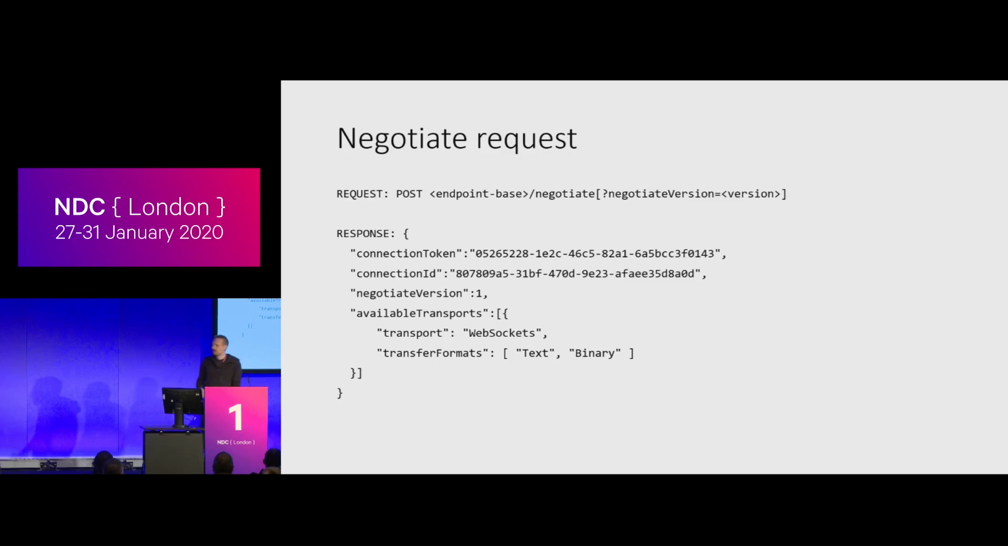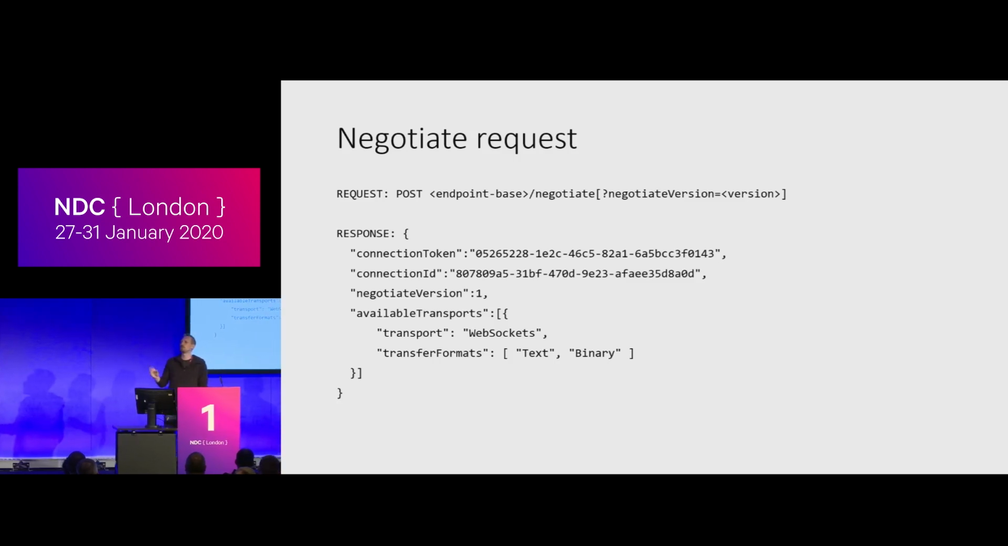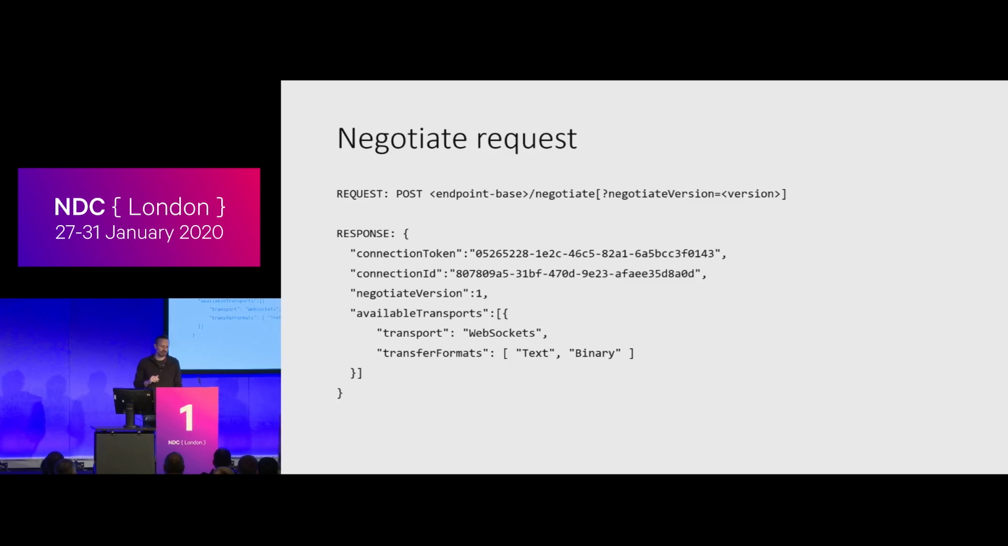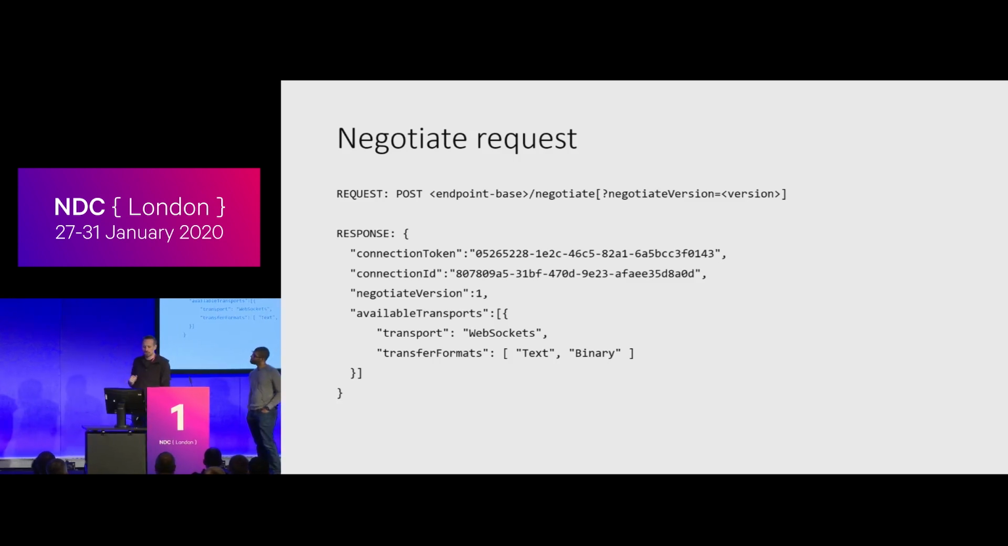Wonderful. The very first request that gets sent is a negotiate request. Before any of the messages start flowing, the client and the server have to agree on what transport they're going to use and what messaging protocol they're going to use. And so we send up a negotiate request, a POST to some endpoint with a negotiate path, and optionally sending a negotiate version. And then the server will respond with a bunch of metadata, like a connection token and an ID, what version we're negotiating with, and then a list of transports that the server supports.